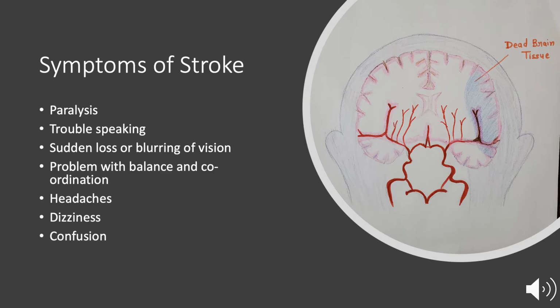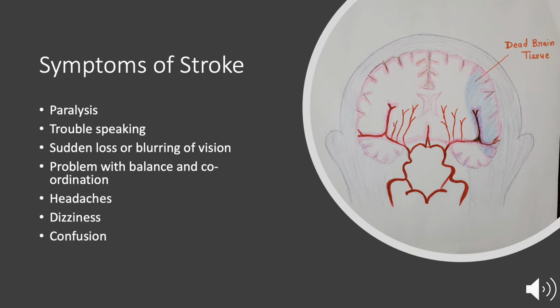Symptoms of stroke. We have paralysis. Paralysis happens when you develop a stroke in the area in the primary somatosensory cortex, the key part of the brain that allows you to feel stuff. So if it gets damaged, you might end up changing your sensation, and weakness occurs with the motor cortex in charge of movement.